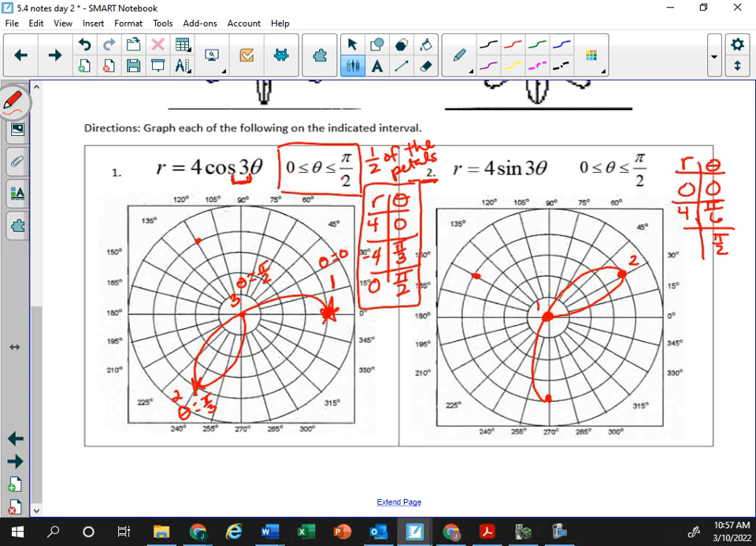Wait, so for cosines, you start at the first point, and for sine, you start at the pole? Yeah, because what's the sine of 0? Sine of 0 is 0. Cosine of 0 is 1, so you're out at the maximum. Sine of 0, you're at the pole. Okay. Pi over 2 would give you negative.